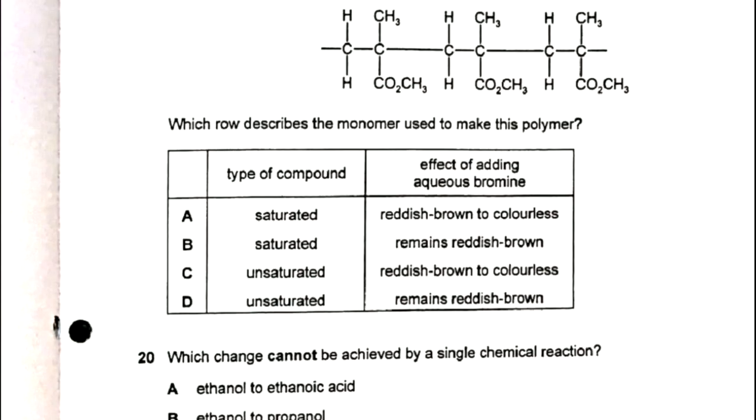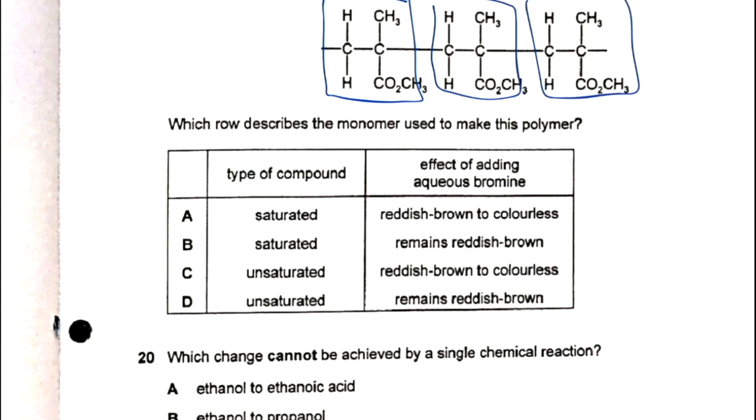A section of an addition polymer is shown. Which row describes the monomer used to make this polymer? The monomer is the individual block. So this is the individual block. You see that? So we want to look at this individual block. What's so special about this? 19.